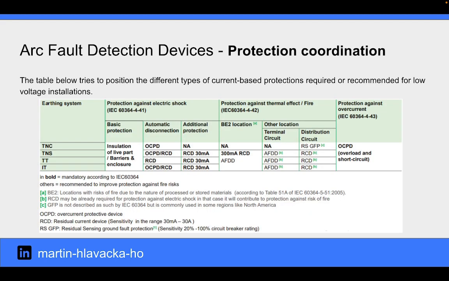The table below tries to position the different types of current-based protections required or recommended for low-voltage installations.